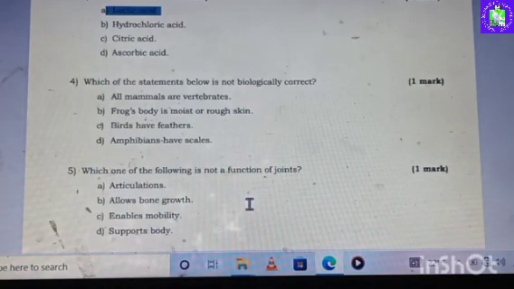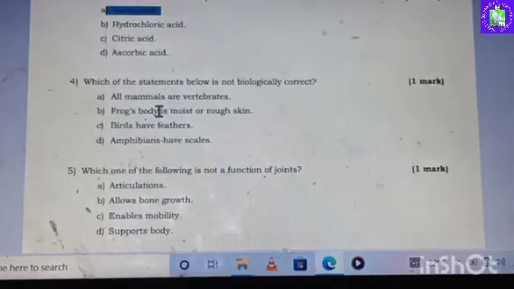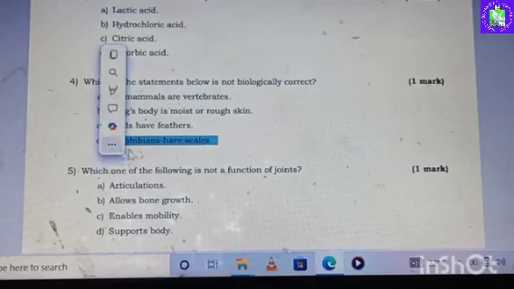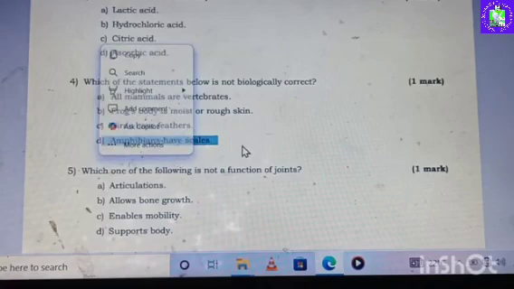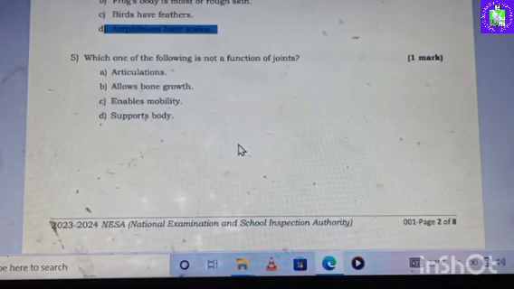Question number 4. Which statement below is not biologically correct? A. All mammals are vertebrates. Yes. Frog body has moist or rough skin. Yes. Birds have feathers. Yes. Amphibians have scales. It is not correct. Meaning the correct answer of question number 4 is letter D.